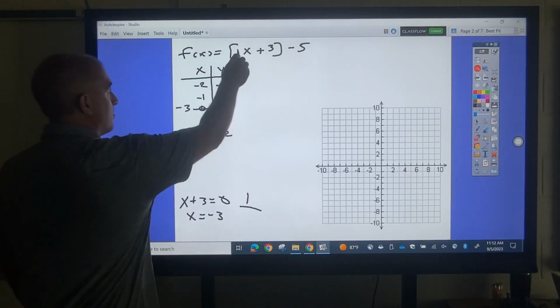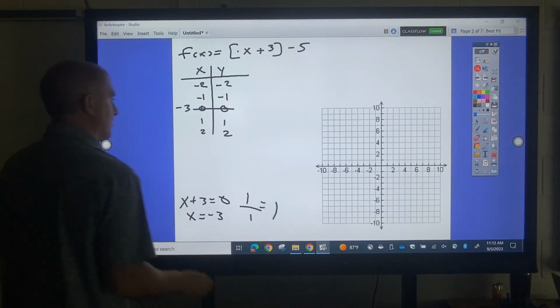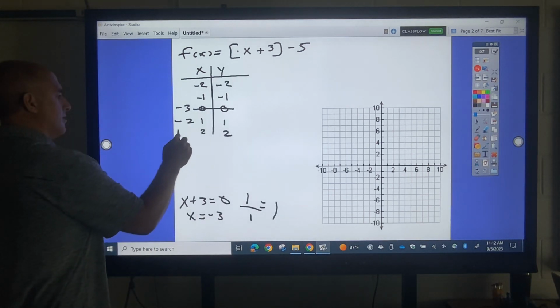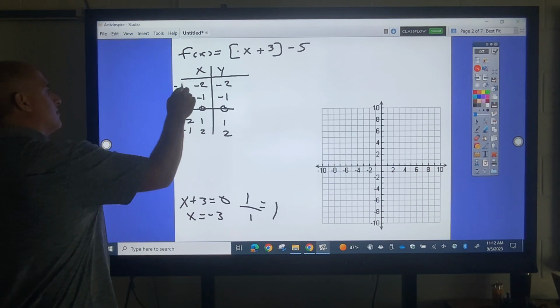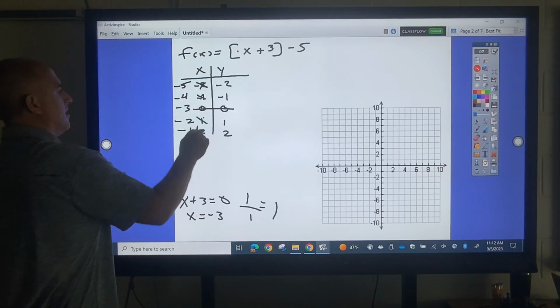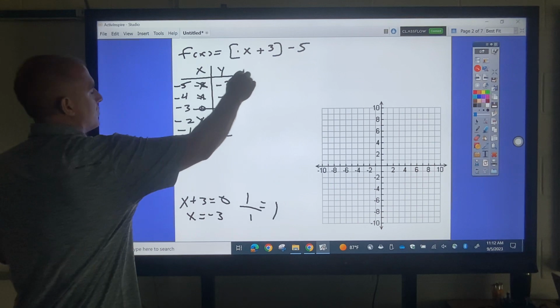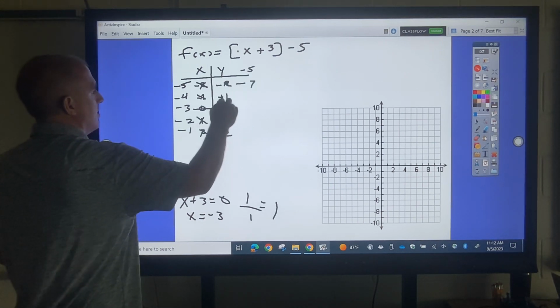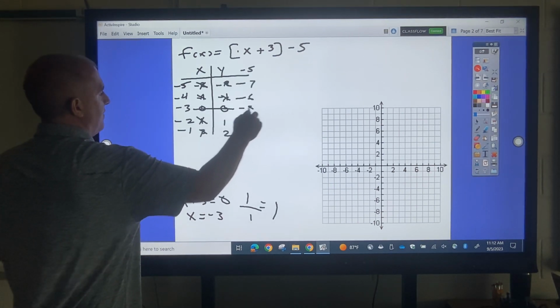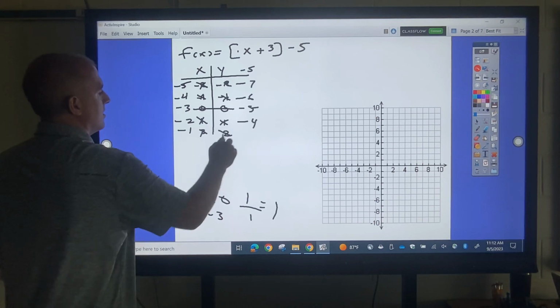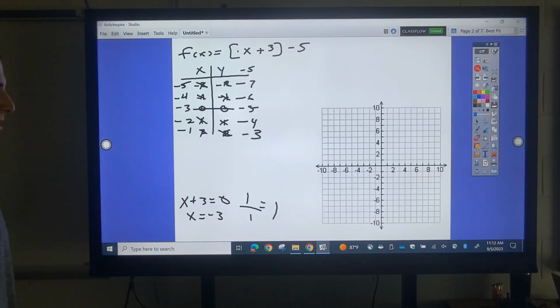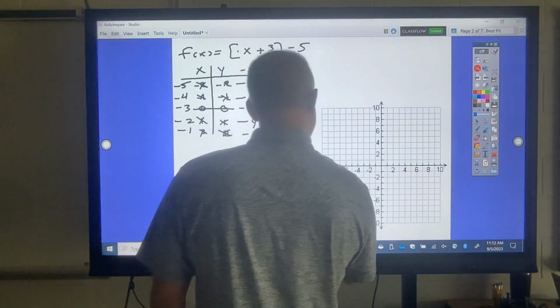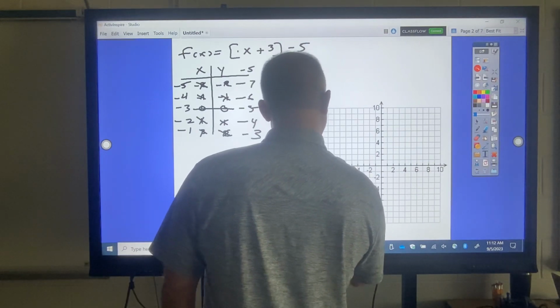Do my interval. 1 divided by the number in front of x, which happens to be 1. So my interval is 1. So that's negative 2. That's negative 1. That's negative 4. That's negative 5. Okay? Adjust the y values. I would just subtract 5. So that's negative 7, negative 6, negative 5, negative 4, negative 3.